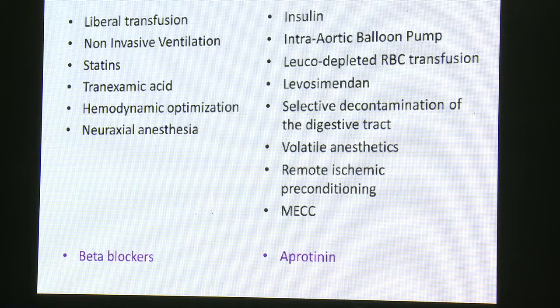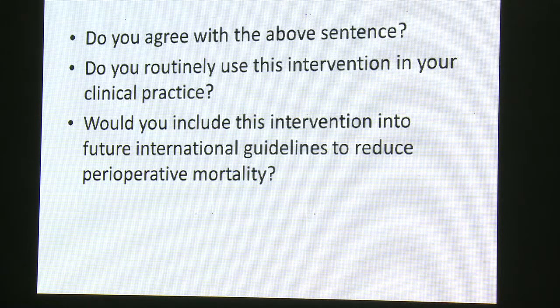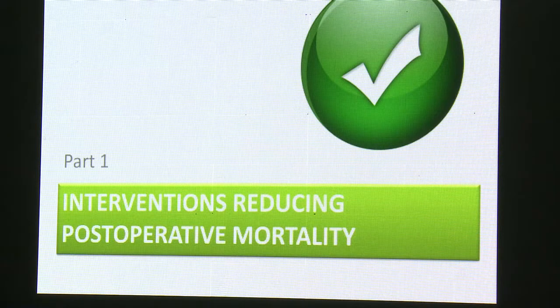So what is reducing mortality in cardiac surgery? We asked all the 1,000 colleagues if they agreed or not with these topics and with these sentences. And so let's start. Let's focus on cardiac surgery, and the first topic is glycemic control.